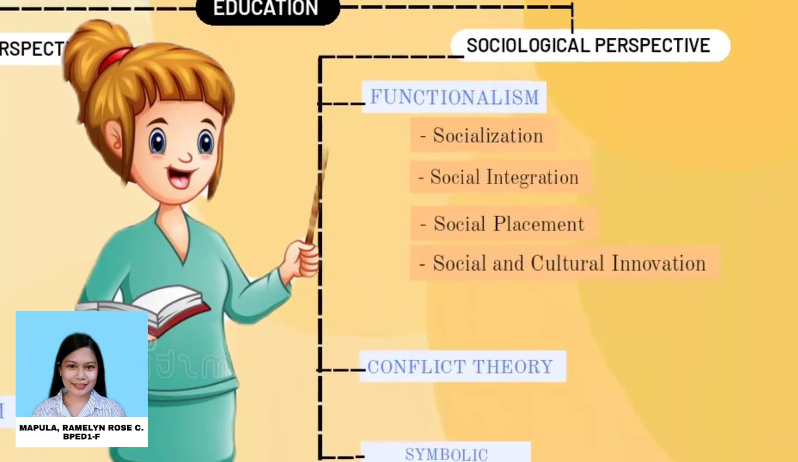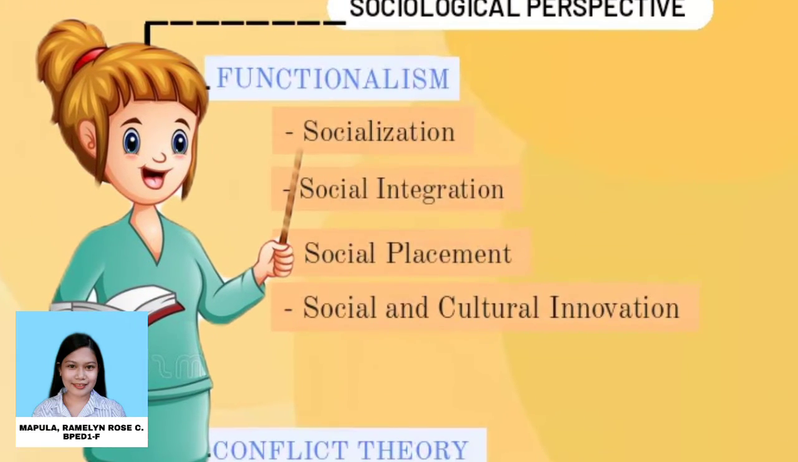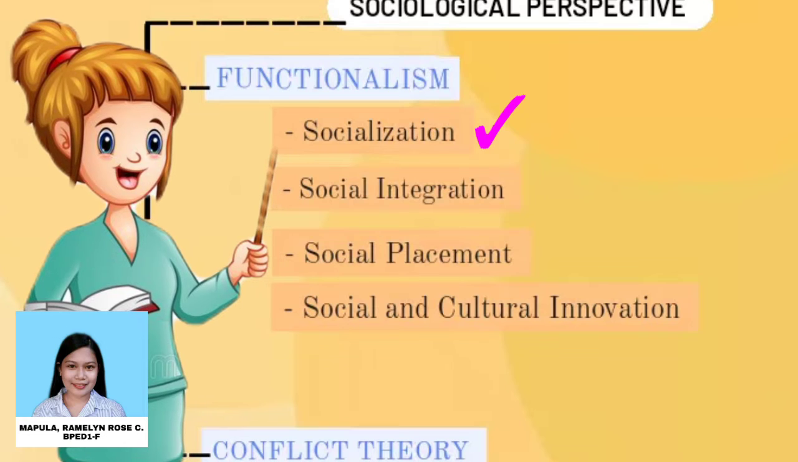There are four functions under functionalism. First, socialization. Education teaches students the norms, values, and skills they need to function in society. Second, social integration. Students are expected to share a set of beliefs and values. Third, social placement. Children are targeted at the level of their learning ability. And the last, social and cultural innovation assists students in their chosen paths.